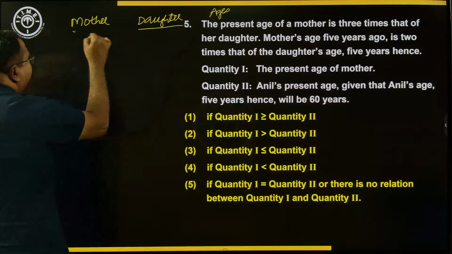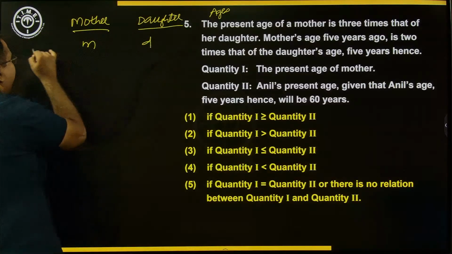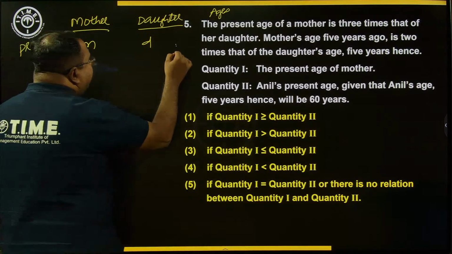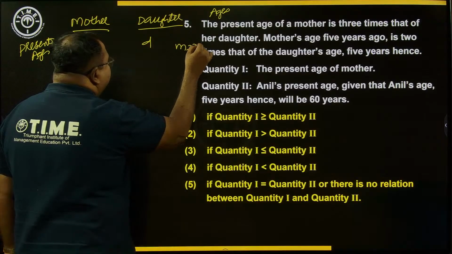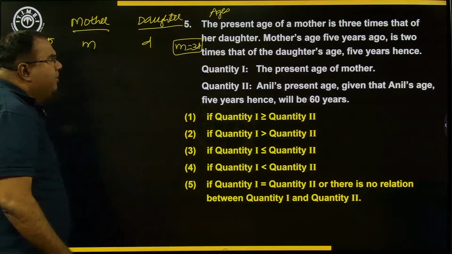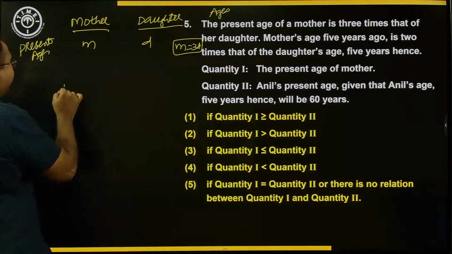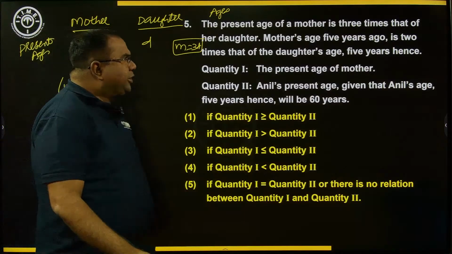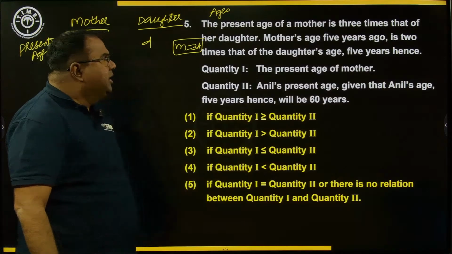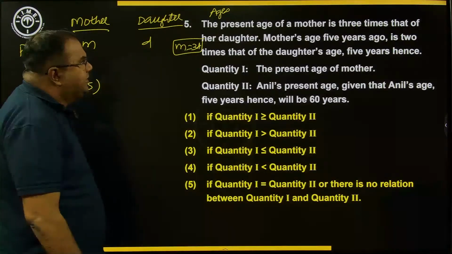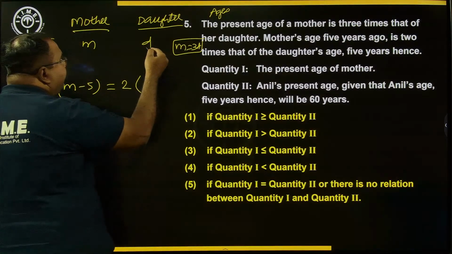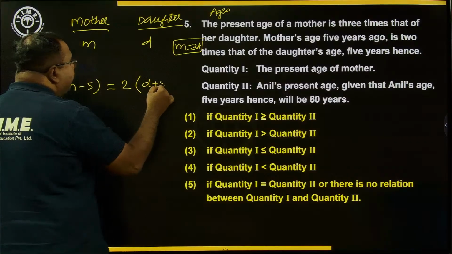Let us say present age of mother is M, daughter is D. We get M is equal to 3D. This is the relationship. Mother is 3 times daughter. Mother's age 5 years ago, that is M minus 5, is 2 times daughter's age 5 years hence. 5 years ago means we need to subtract. After 5 years, daughter will be D plus 5.